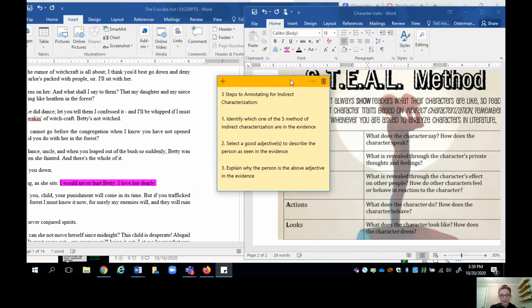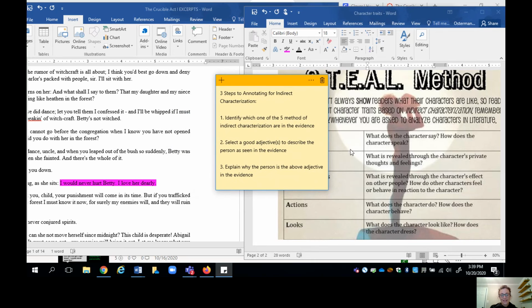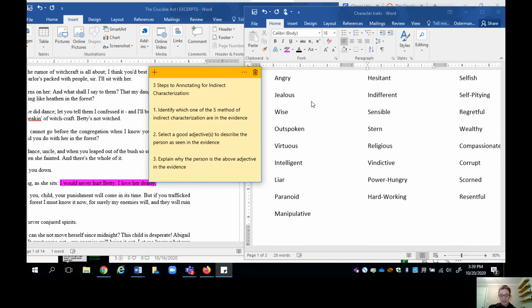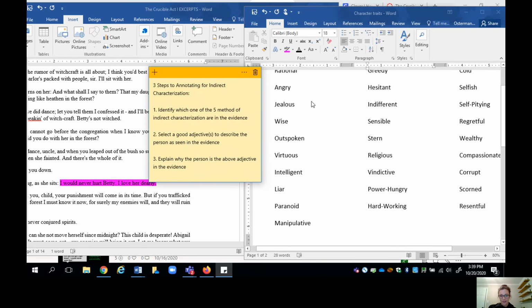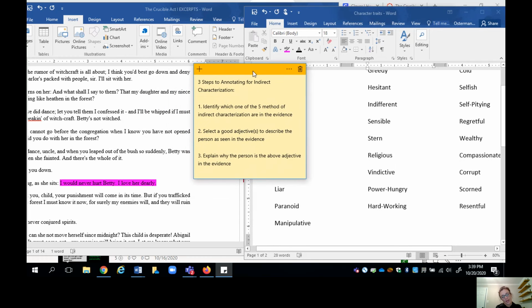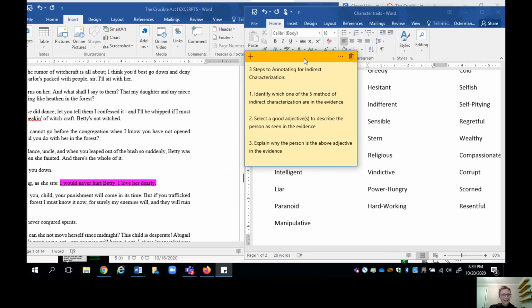So the first step is to identify which one of these STEAL methods is being seen in the textual evidence. The second thing we want to do is select a good adjective, or maybe adjectives, to describe the character in the evidence. So that would be select a word or 2 from this list. The last thing that you want to do is explain why you picked those words to describe the person. A great way to do this is to just use the word because. It forces an explanation.